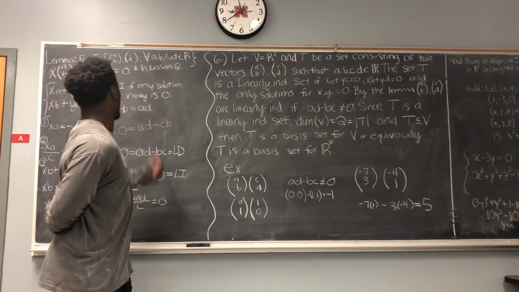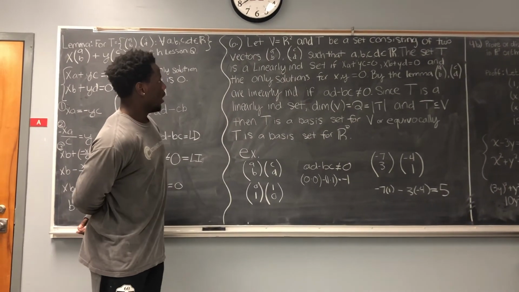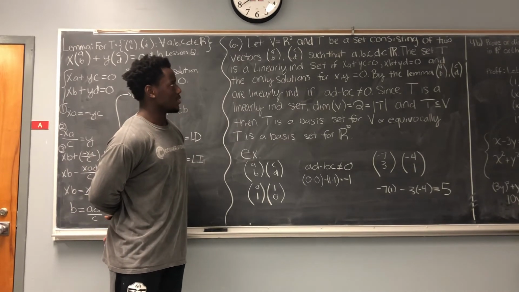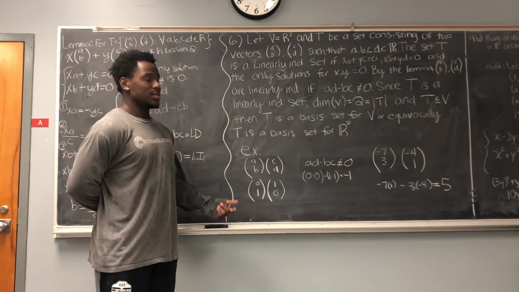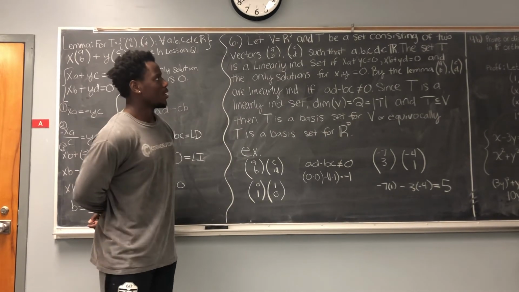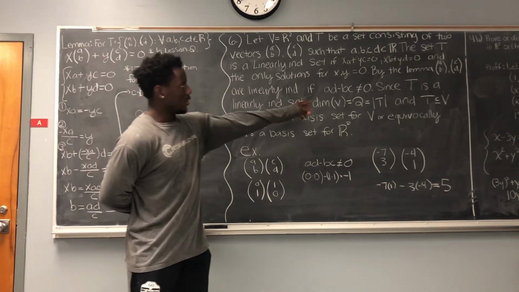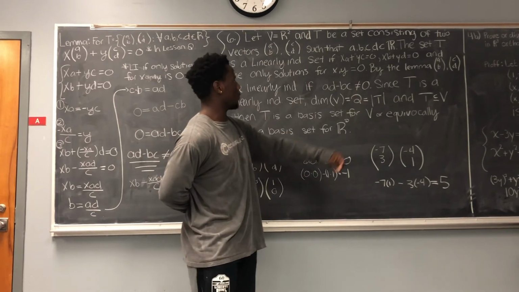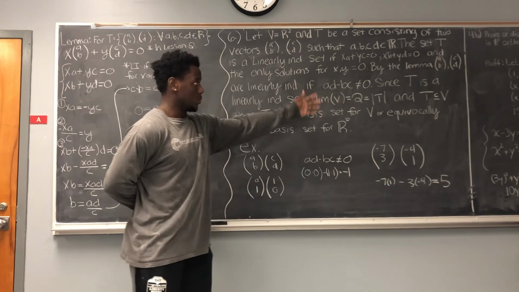So now that we've proved our lemma, the actual proof for question number 6: let V equal the space R2 and T be a set consisting of 2 vectors (a, b) and (c, d), such that a, b, c, and d are elements of the real numbers. The set T is a linearly independent set if xa plus yc equals 0 and xb plus yd equals 0, and the only solutions for x and y are 0.